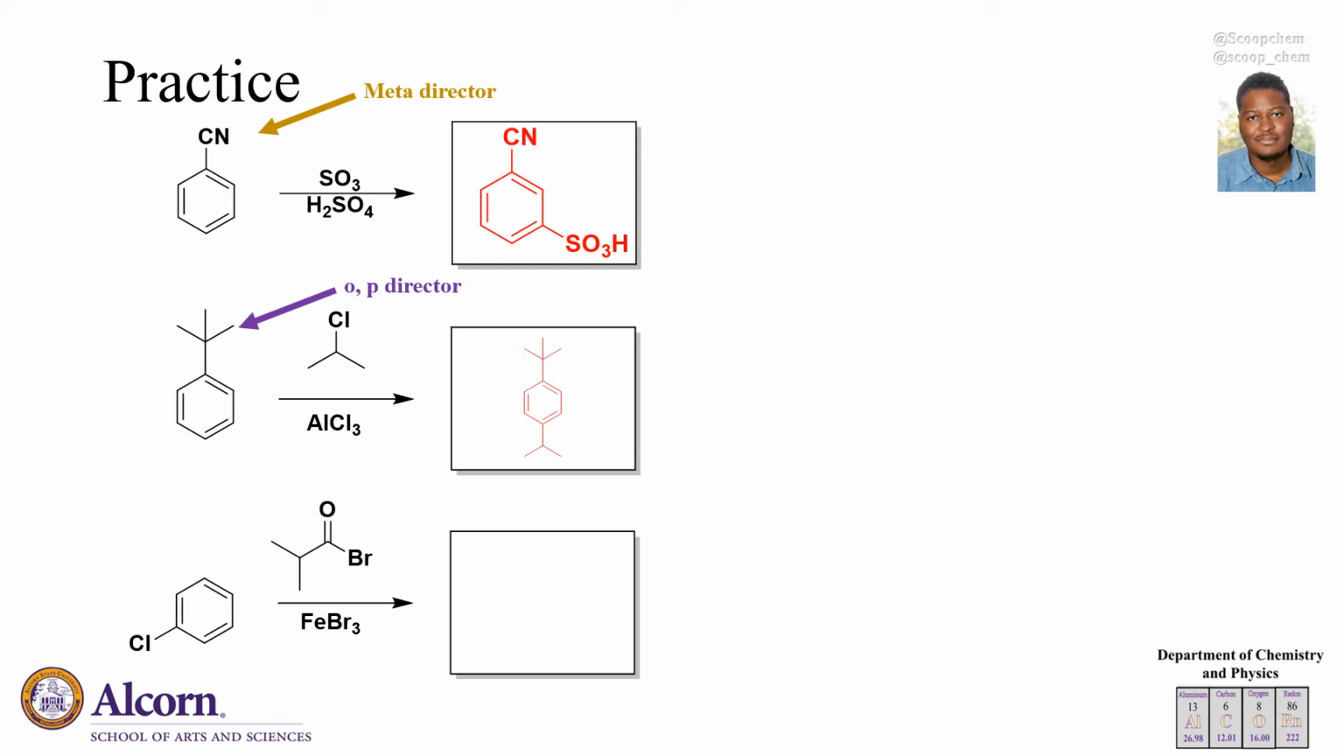All right, even though I specify ortho and para, I get one product here, and that's because of sterics. Only the para product can be formed. The ortho product has very bad sterics, and it won't form here, so there's only one product.